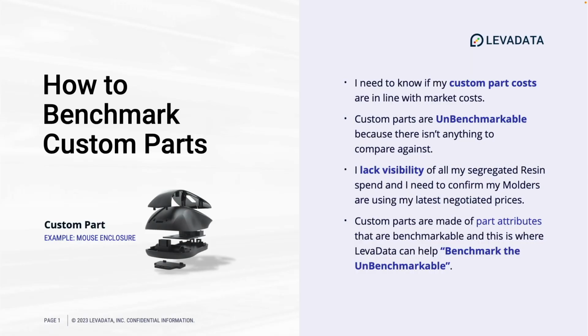So a customer has custom parts, and in this case, we're looking at this plastic mouse enclosure. They need to understand if the parts are in line with market costs, but because this is a custom part, it's unbenchmarkable. There's nothing in the market to compare it against. However, a custom part is made up of materials and processes. So in this case, a plastic enclosure is made up of plastic resin and machine rates of an injection molding tool. And so those are two items that we can benchmark and expose to customers areas of spend awareness and opportunities. Let's dive into that a little more.